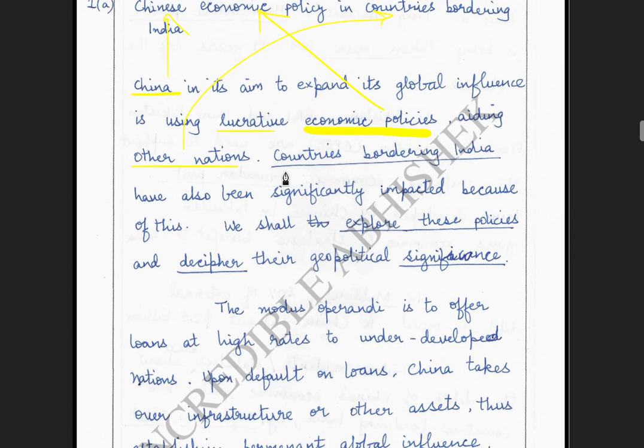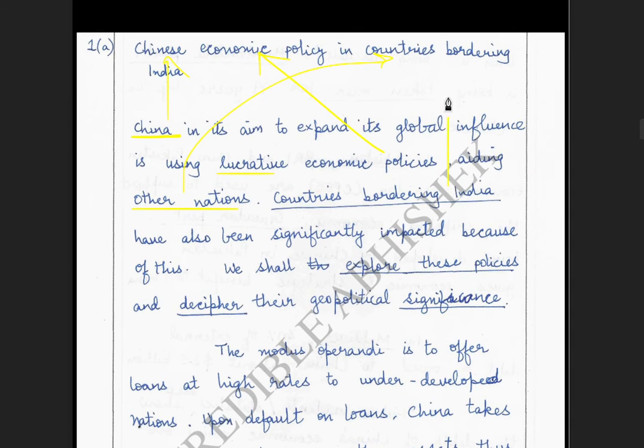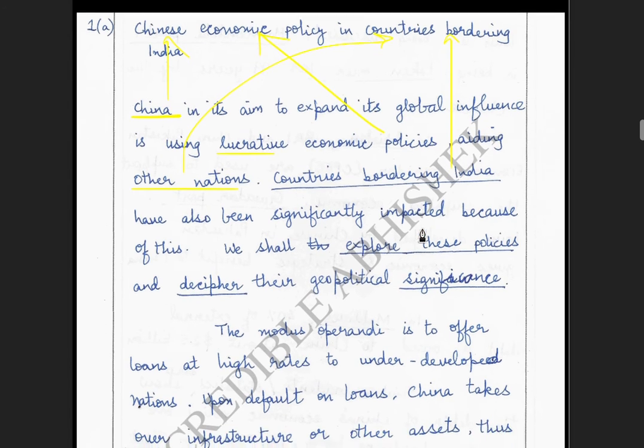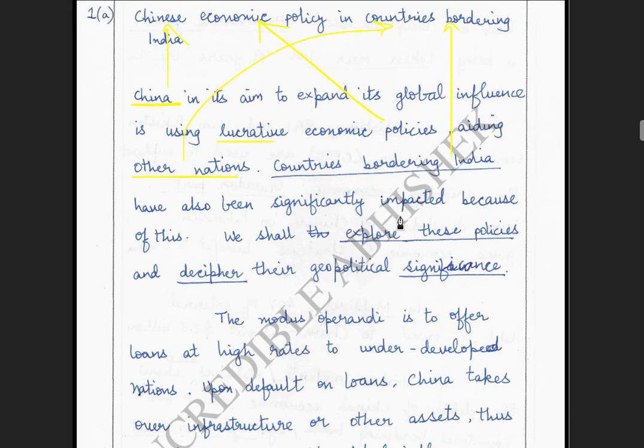Countries bordering India. Now this is underlined. That means the examiner is going to read it, and the person who is writing this is showing that, see, I have written as per the topic you are asking. Countries bordering India have also been significantly impacted because of this. We shall explore these policies and decipher their geopolitical significance.